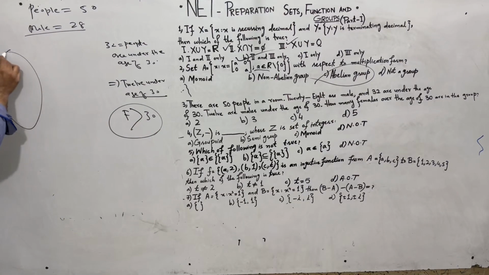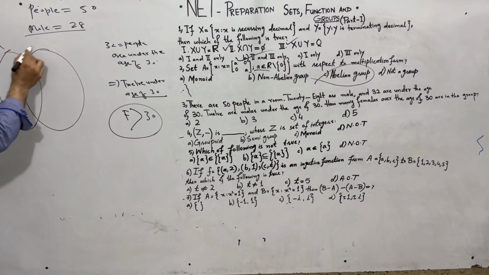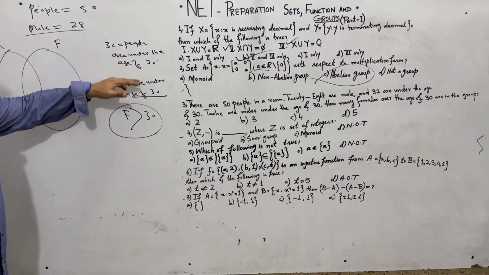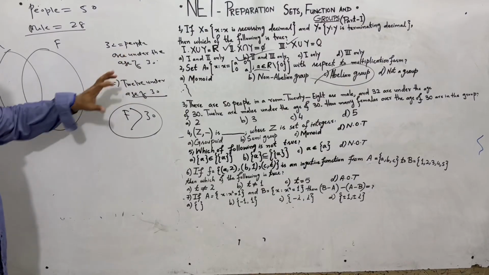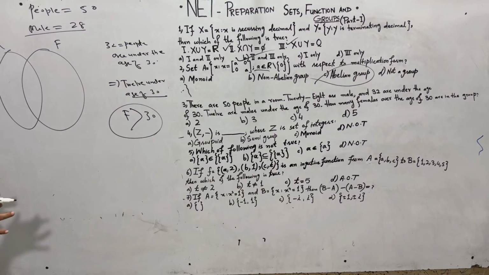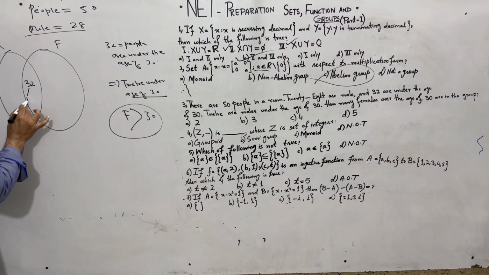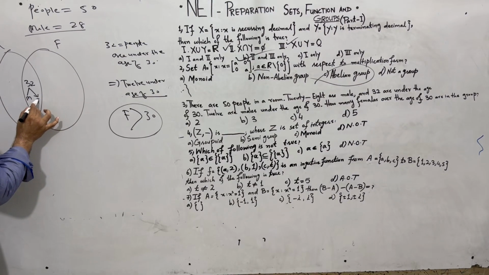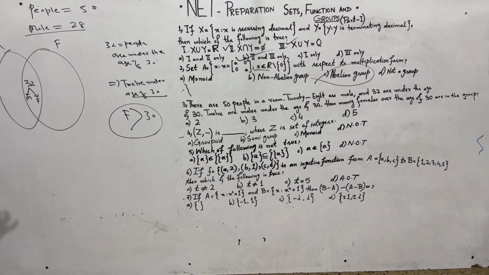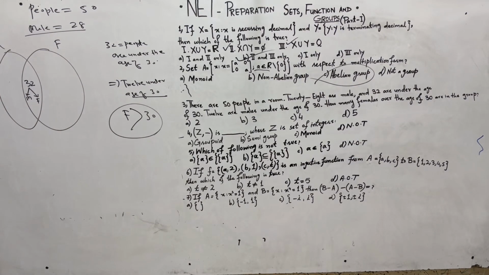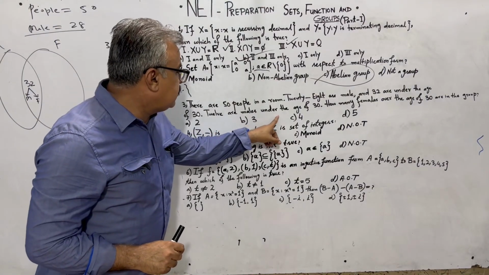Let me draw a diagram. We have two categories, male and female. The collective part is 32 people under the age of 30, and that encompasses both male and female. Furthermore, we are given 28 males. Here we have to plug in the given values. 12 are the males under the age of 30.